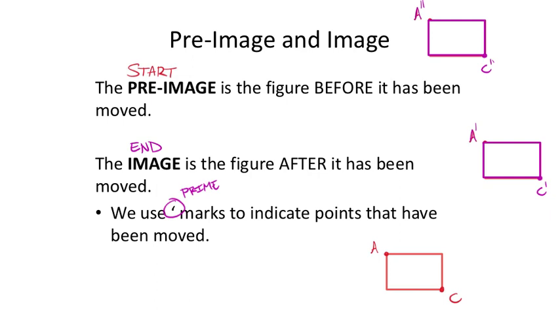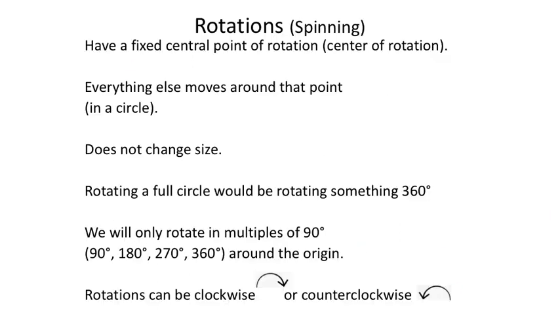But again, they're not going to say, hey, this is your preimage, this is your image. They will tell you which one's the preimage and image through these prime marks or whether they don't have the prime marks. So, rotations, which is just taking a shape and spinning it, means that we're going to take the shape and spin it around some kind of central point of rotation, which the good news for us is the center of rotation will be the origin for all the problems today.